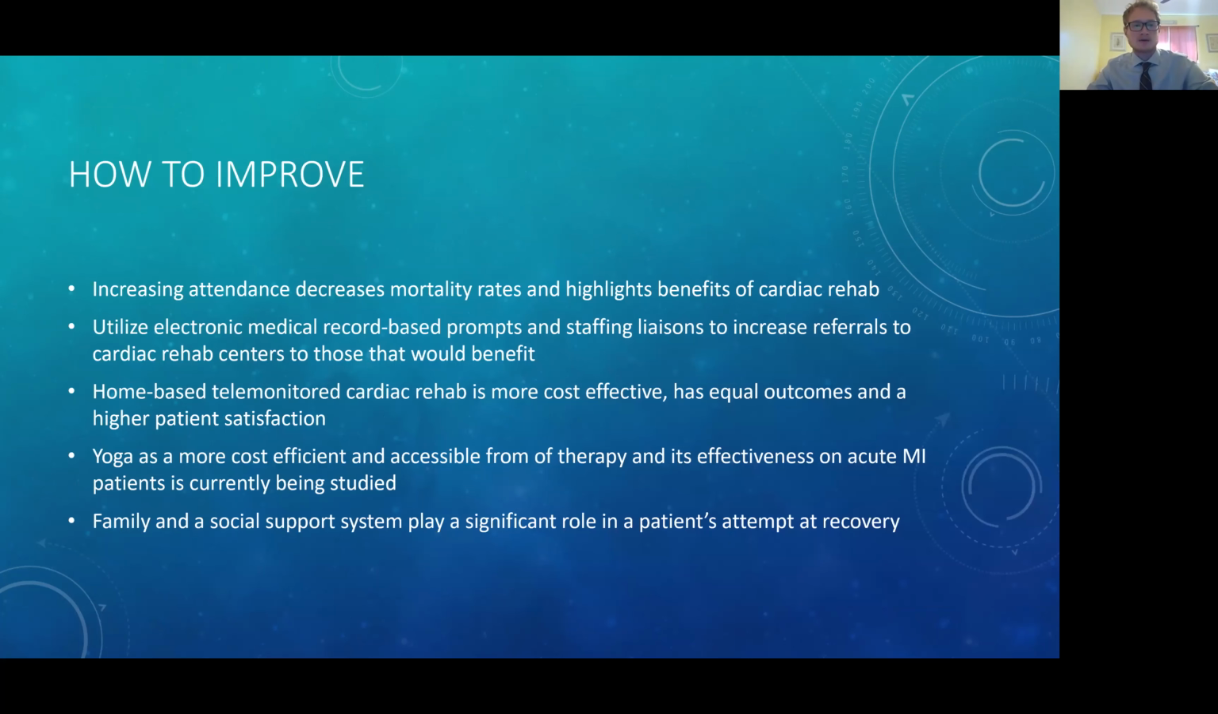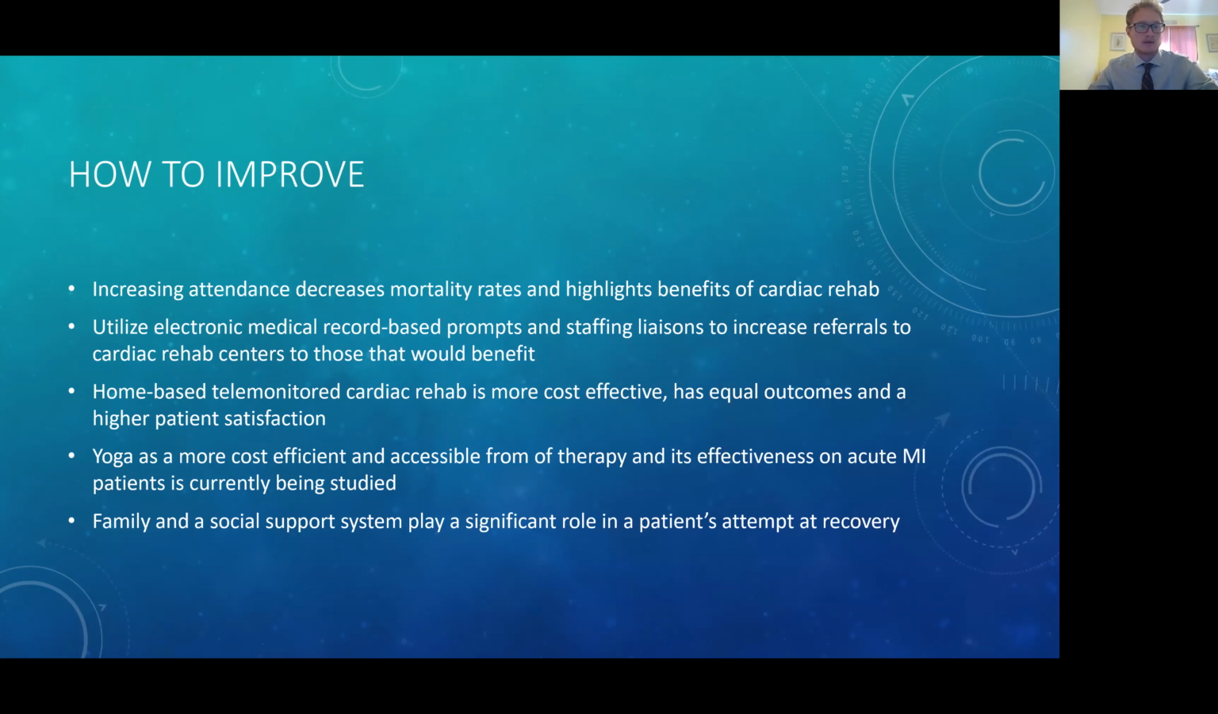So how should we improve this? The main thing we should focus on is increasing the attendance, which would decrease the mortality rates, and it would also highlight the benefits of cardiac rehab if we could show this data. If we could show that patients are benefiting from this, then maybe people will be more likely to attend.